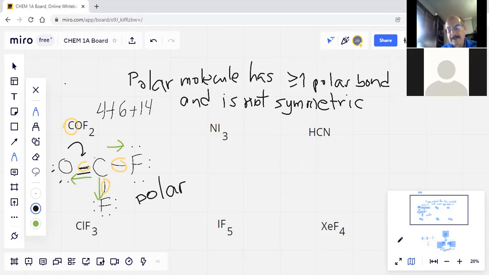All right, that's the way it works. Now let me know if there's any questions. I'm going to go quicker on the other ones because I'm going to use a shortcut.